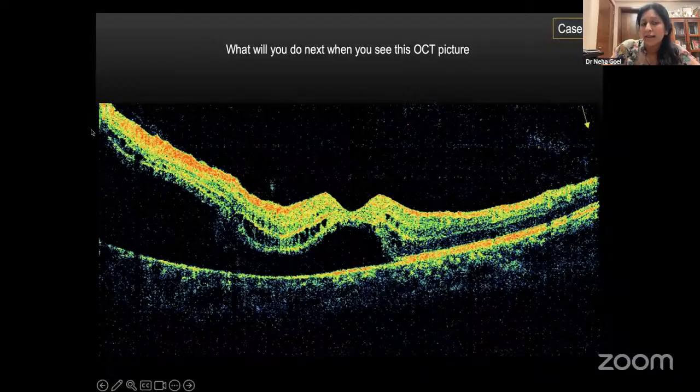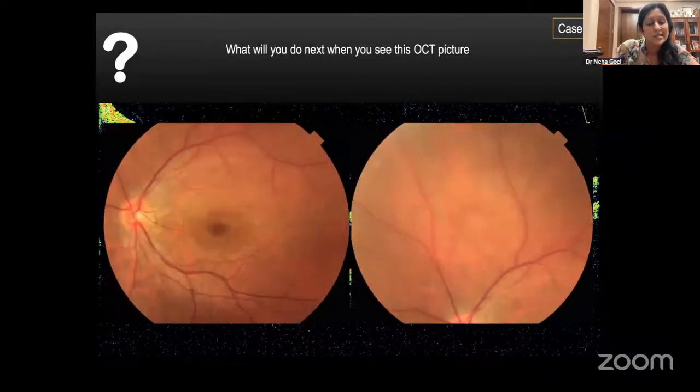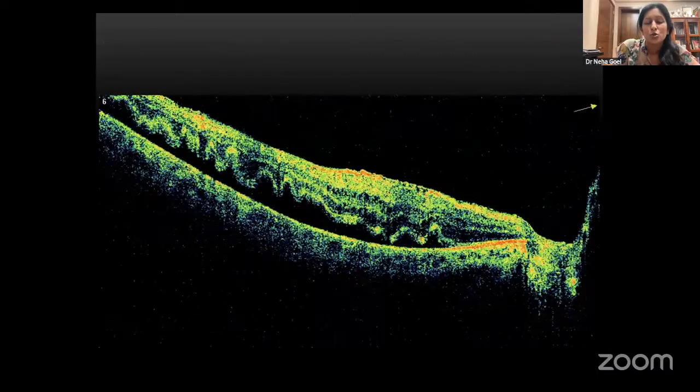But look carefully, whenever you see a neurosensory detachment where you cannot see the limit on your OCT, then go back. And the answer to sir's question was, I will do a distant direct ophthalmoscopy because this patient had a very shallow RD, and that would give you the gray reflex. So this is another case.